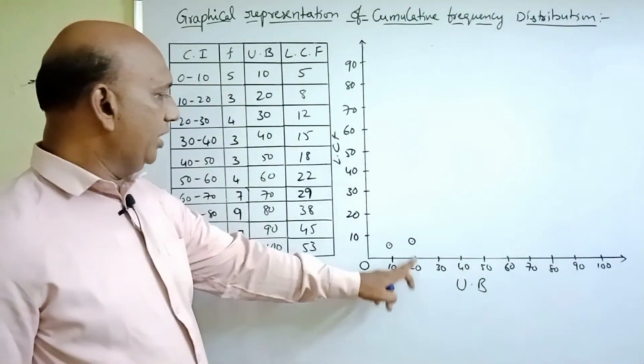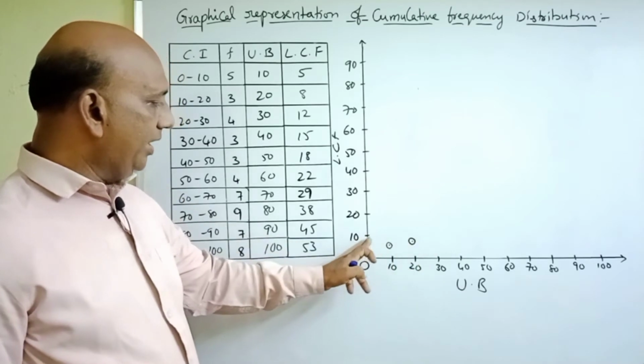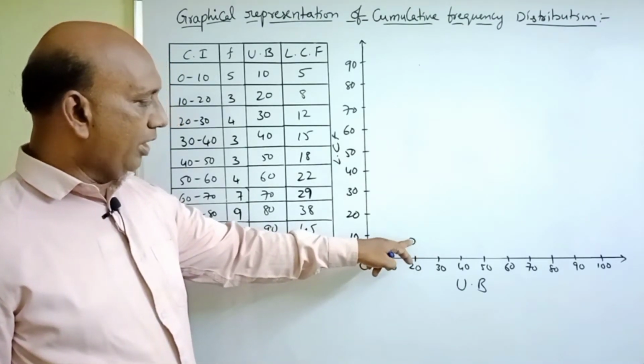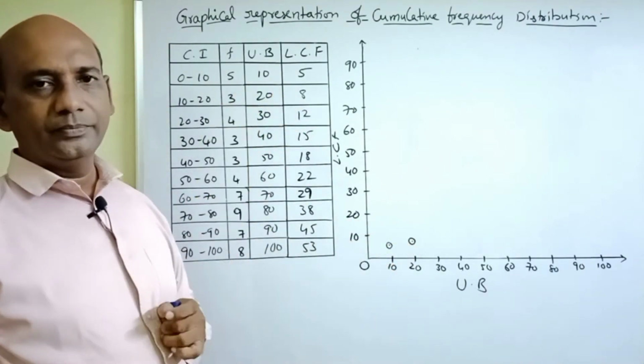This is 20 and 8. From here the perpendicular distance, and from 8 the perpendicular distance. So these two distances will meet at this point. This is the point of intersection of 20 and 8.